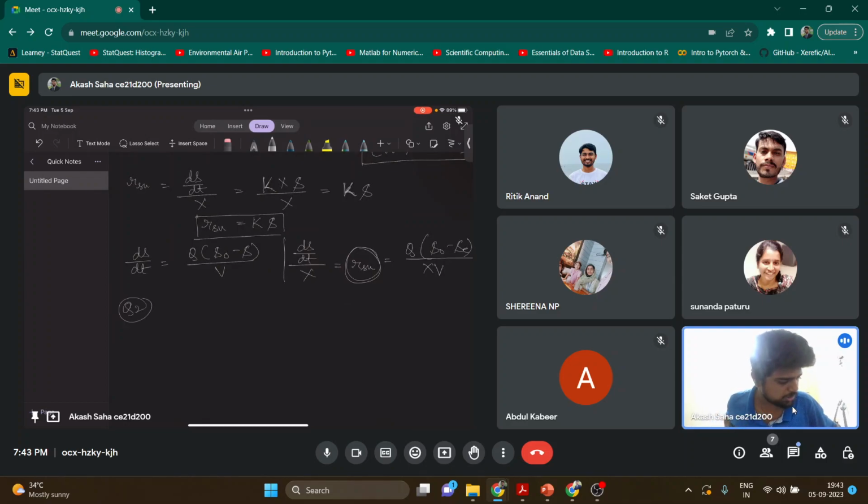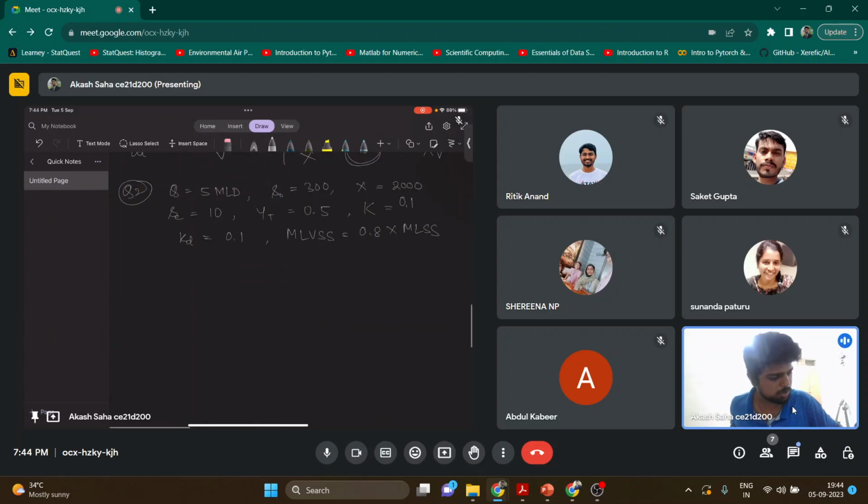Okay. So in my question, it is given that Q is equal to 5 MLD, S naught is equal to 300, X was 2000, effluent is 10, my Y is 0.5, capital K value is 0.1, Kd value is 0.1, and also it is given MLVSS is equal to 0.8 of MLSS. Okay, so we will see how to solve this problem.